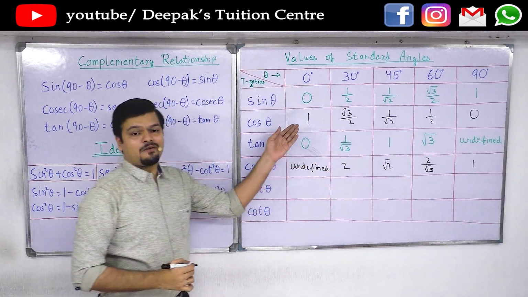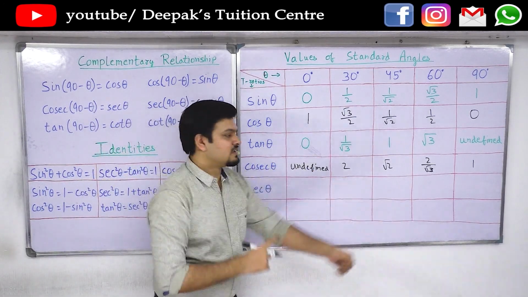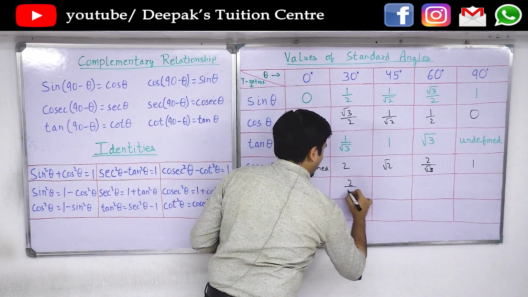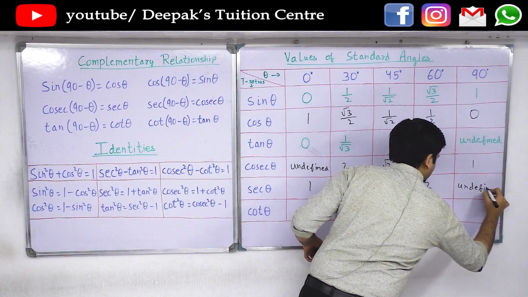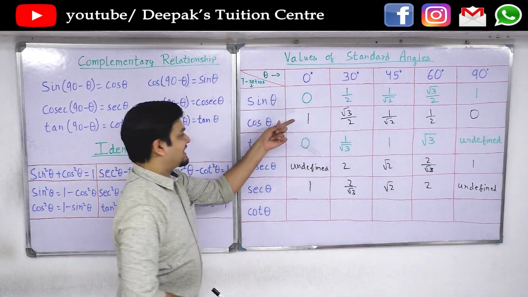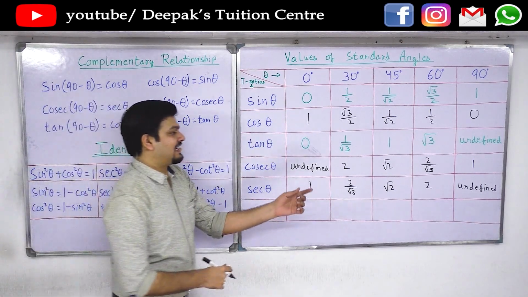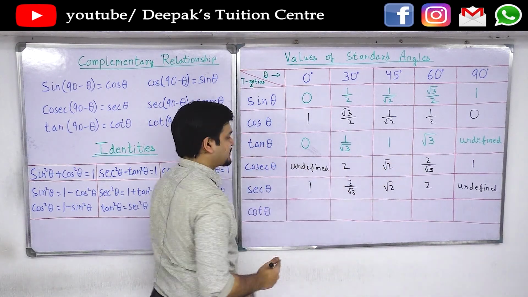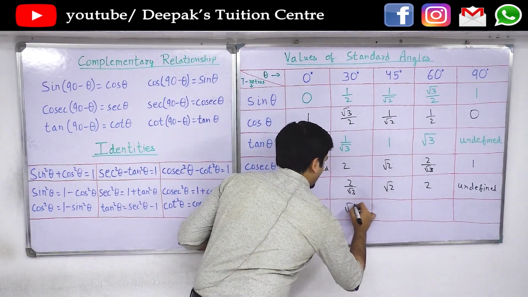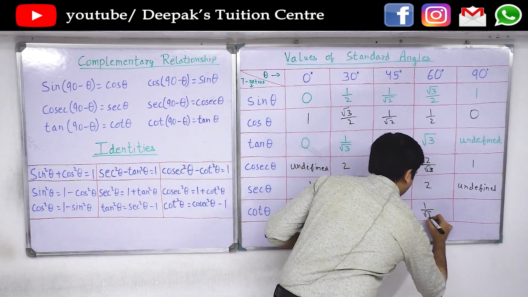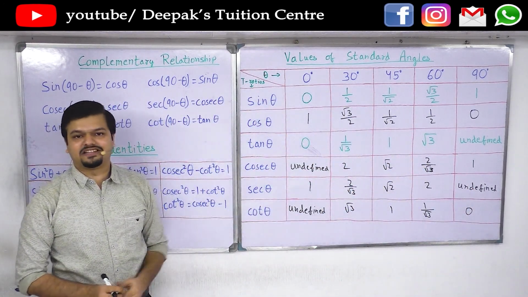Just like cos theta, we write the values of sec theta as the values of cosec theta in the reverse order. So the values are 1, 2 by root 3, root 2, 2, undefined. You can check these values are the reciprocals of the values of cos theta. And the values of cot theta can be written as the values of tan theta in the reverse order. So we can write undefined, root 3, 1, 1 by root 3 and 0. You can also check that these values are the reciprocals of tan theta.